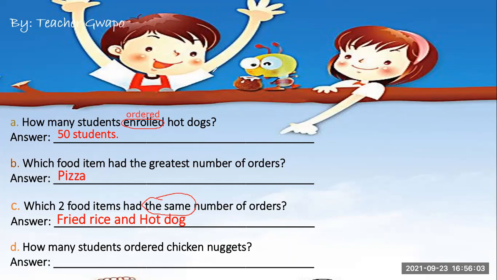Now, letter D. How many students ordered chicken nuggets? Look at the bar graph. There are 125 students. Okay, that's all for today. It's very easy, right? Very easy to read a bar graph.